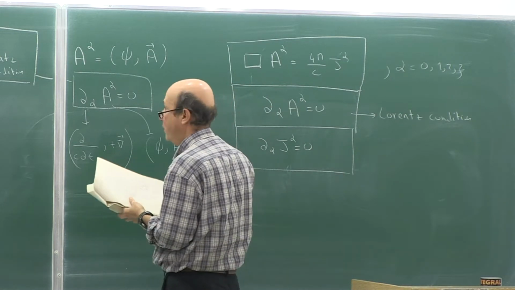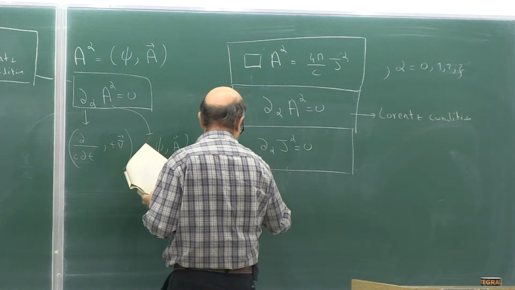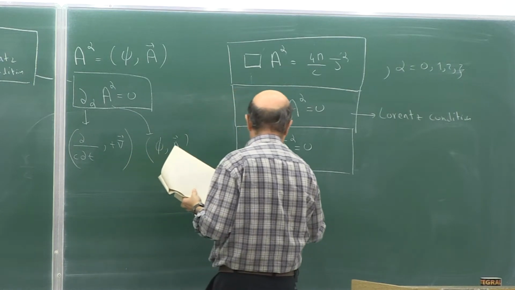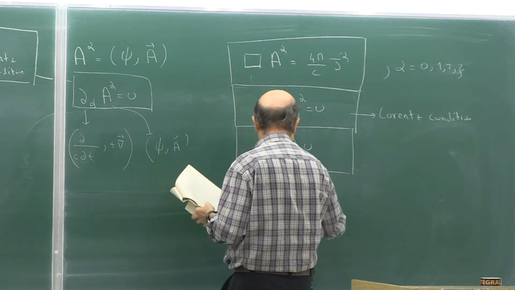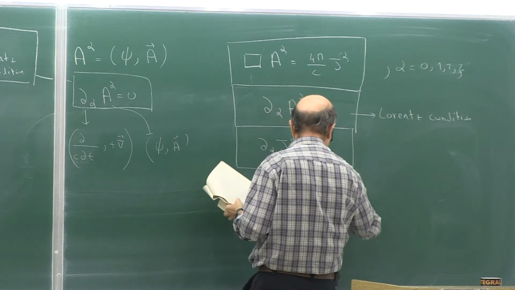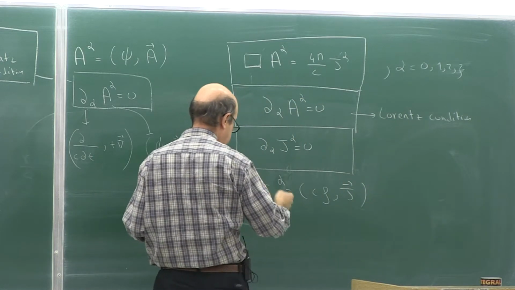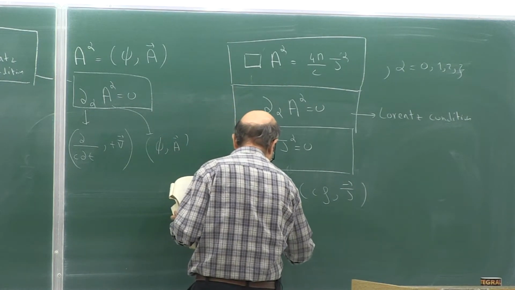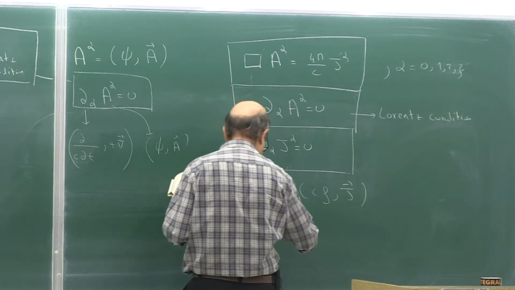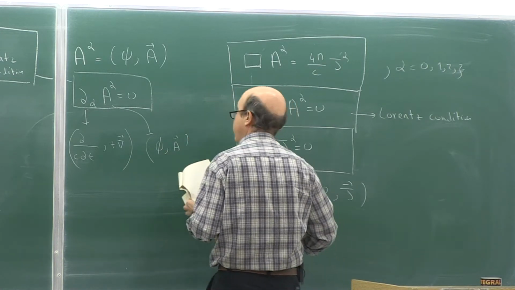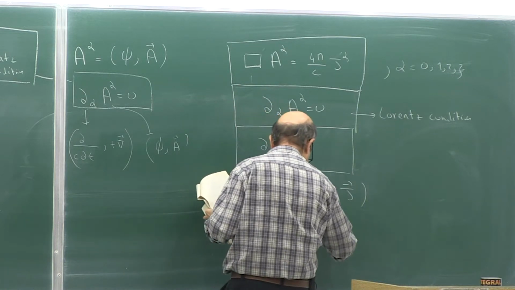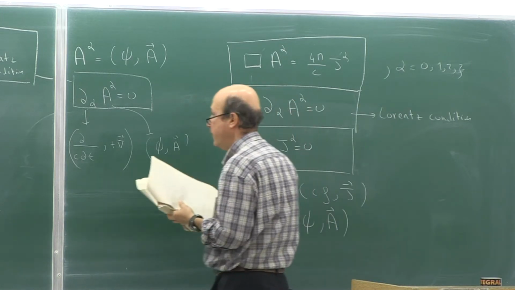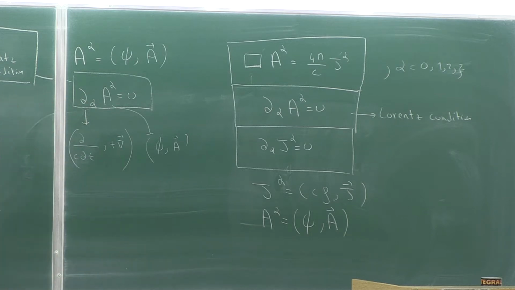So where are the 4 vectors? J alpha is 0, time coordinate is 0, space coordinate is the current density, and 4 potential A alpha, the time coordinate of the 4 potential is the scalar potential, and the other is the vector potential. So what is left? Maxwell's equations.